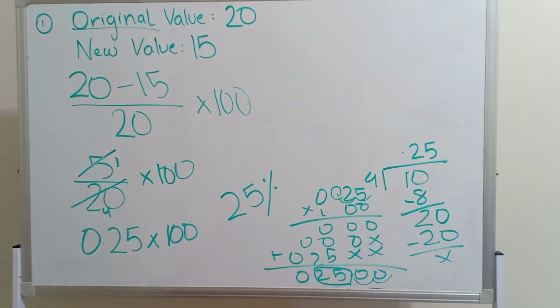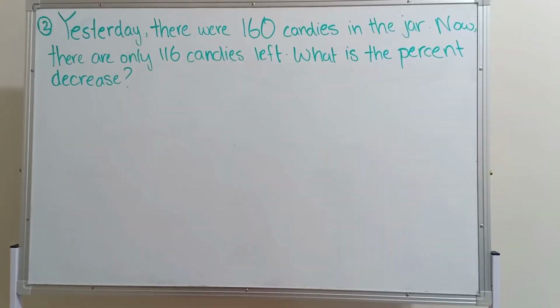So now let's get on with our second question. So here we have our second question. It is in a problem form, so let's see what it says. It says, yesterday there were 160 candies in the drawer. Now there are only 116 candies left. What is the percent decrease? So we first need to find what's the original value and what's the new value, so that we can write them and plug them into the formula that we have.